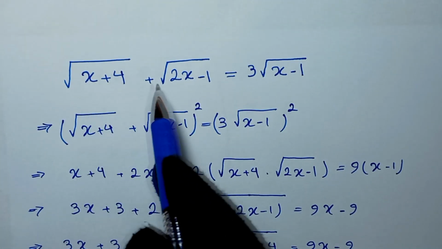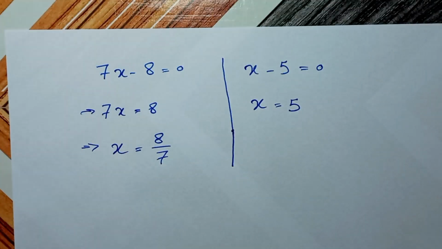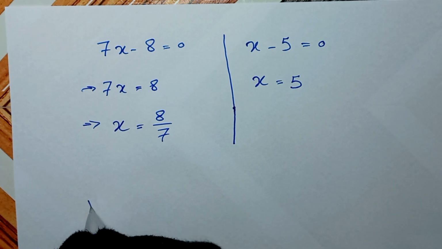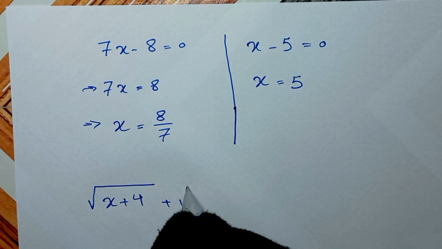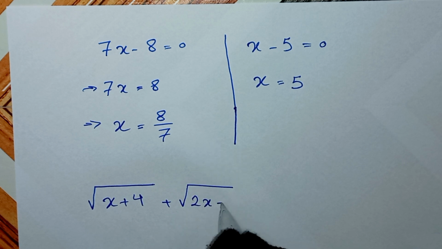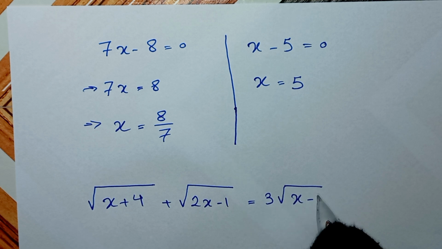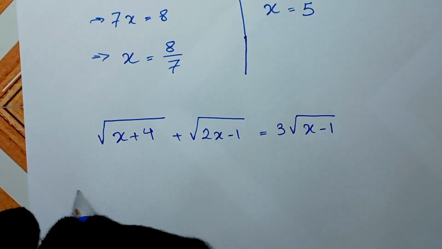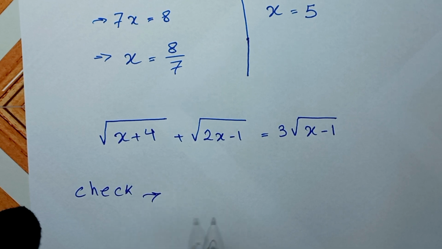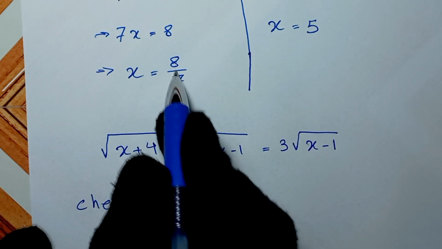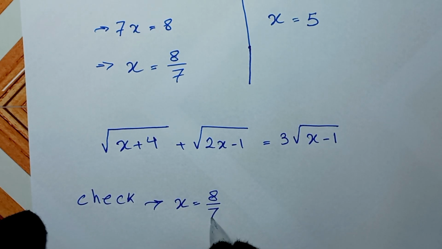that was square root of x plus 4 plus square root of 2x minus 1 is equal to 3 square root of x minus 1. So we write in here square root of x plus 4 plus square root of 2x minus 1 is equal to 3 square root of x minus 1. So we check our answer. First, x is equal to 8 over 7. So we write x is equal to 8 over 7.